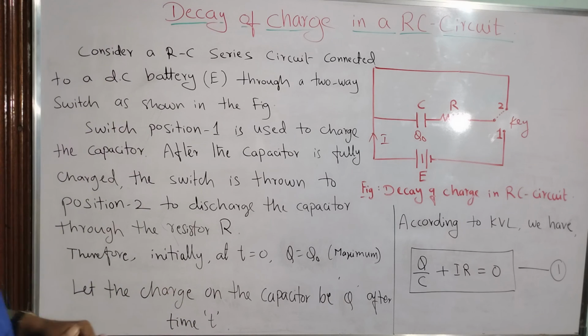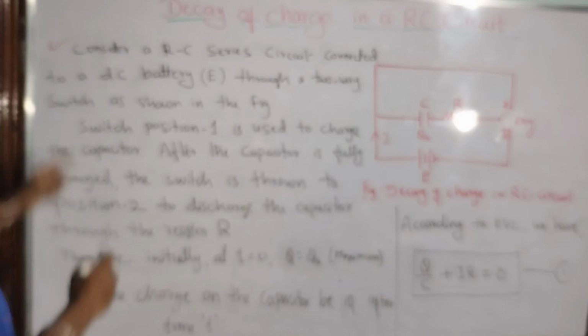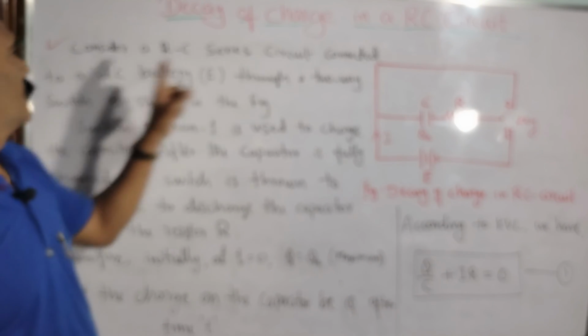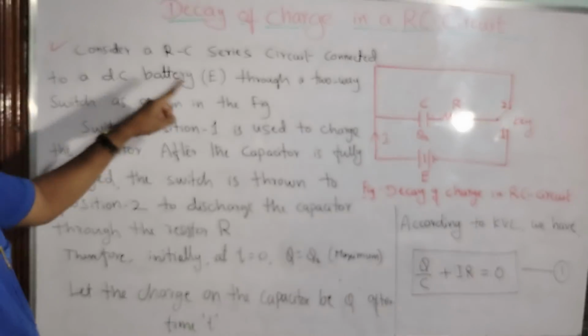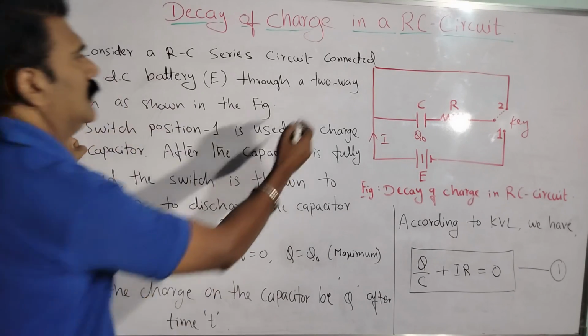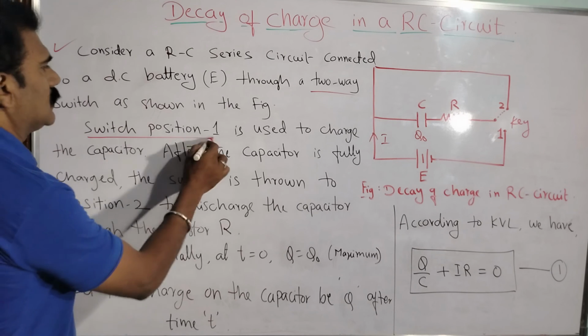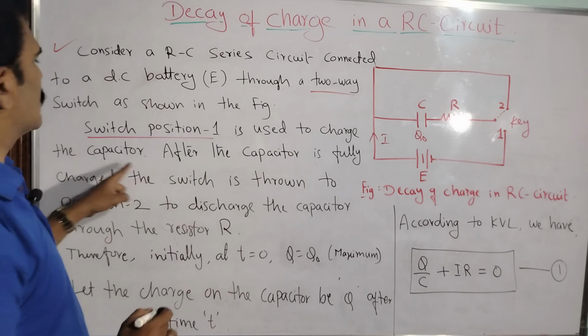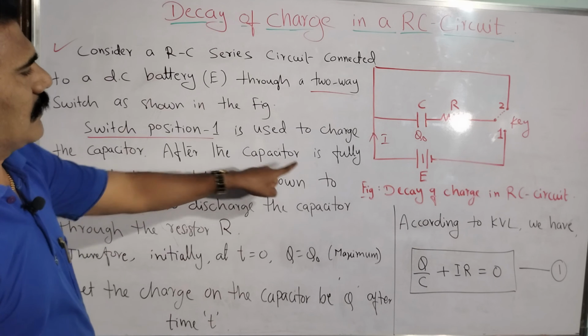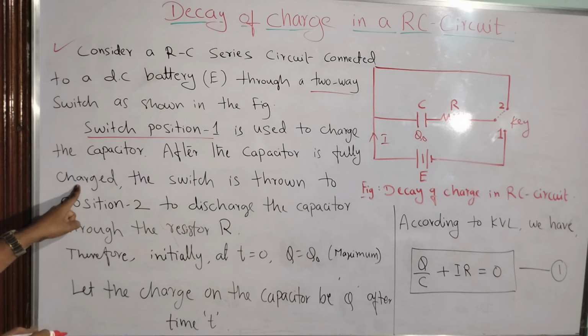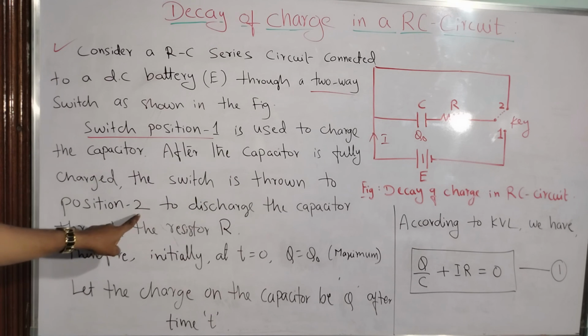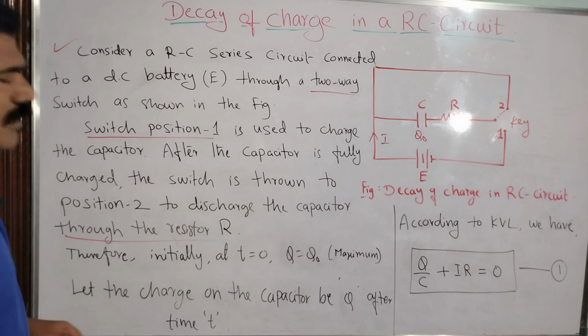That is what I have written here. Just go through this. Consider an RC series circuit connected to a DC battery through a two-way switch, as shown in the figure. Switch position 1 is used to charge the capacitor. After the capacitor is fully charged, the switch is thrown to position 2. That is to discharge the capacitor through the resistor R.